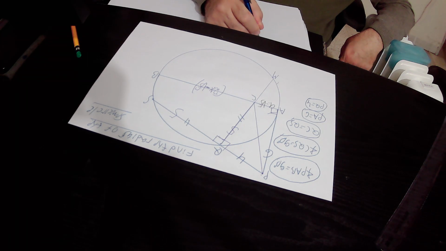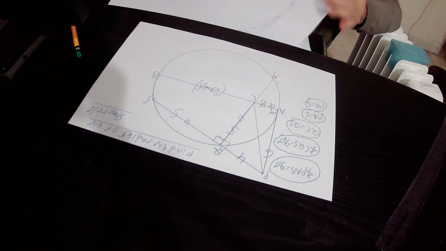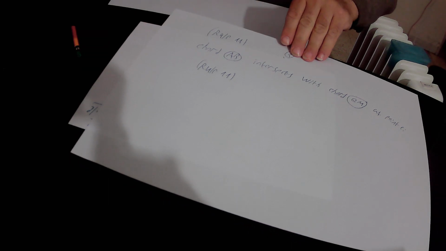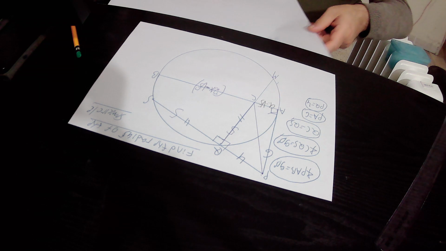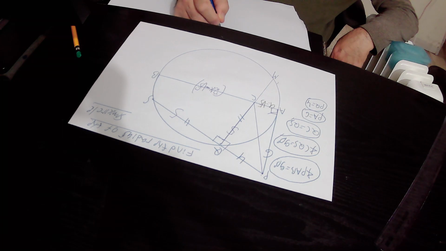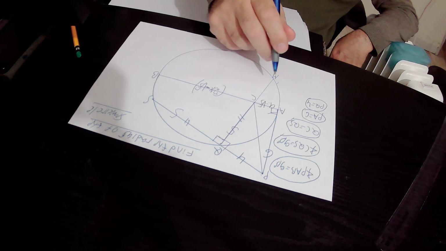So according to rule number 11, in our original drawing, we have chord AB intersects with chord QM at point C. Point C is the intersection point. Therefore, according to rule number 11, we get that AC times CB equals QC times CM. We'll define the length of side CM as B.